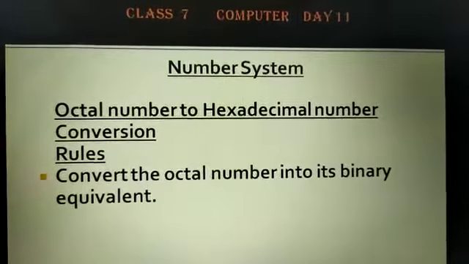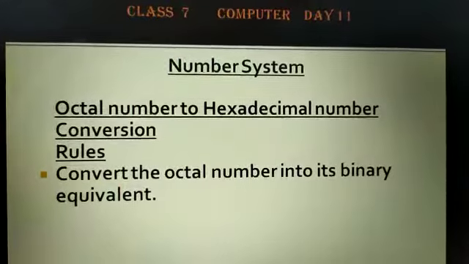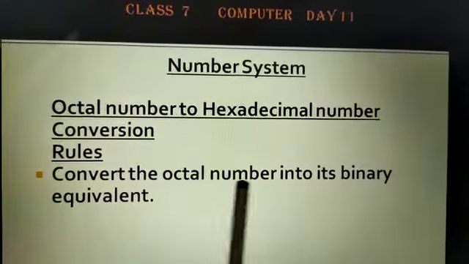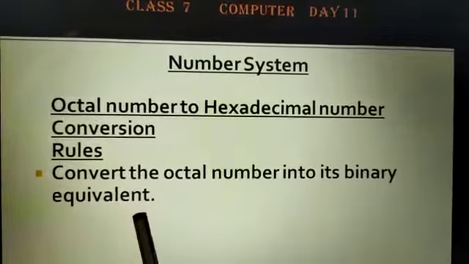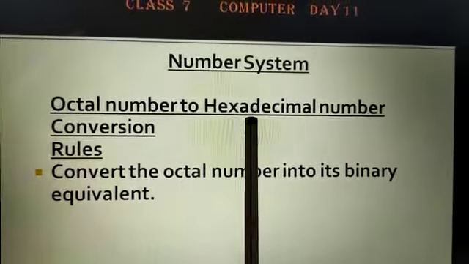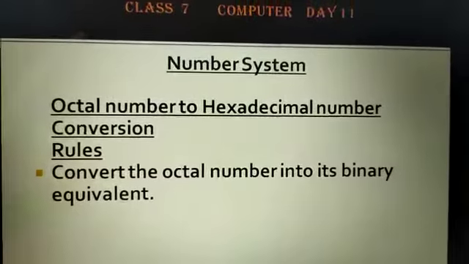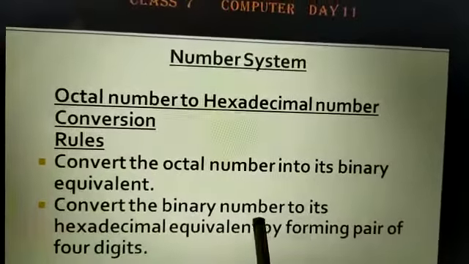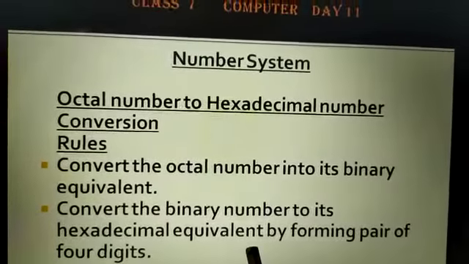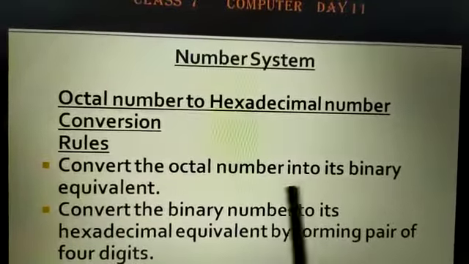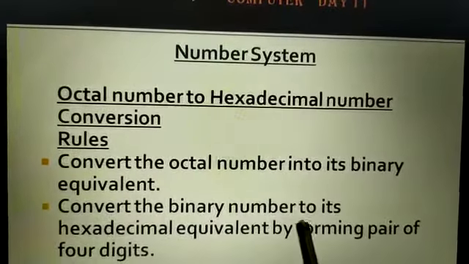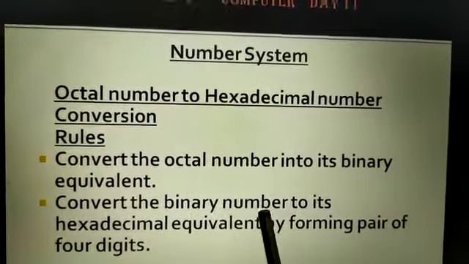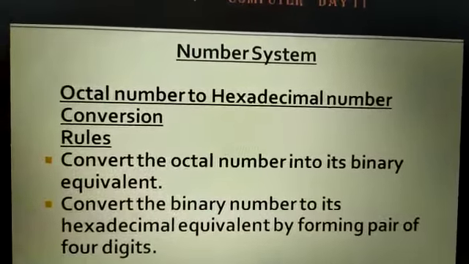For the conversion, first we have to convert the octal number into its binary equivalent. Whatever given octal number is there, it has to be converted into binary equivalent. We cannot directly convert octal to hexadecimal. First octal to binary conversion has to be done, then convert the binary number to its hexadecimal equivalent. The conversion is octal to binary and then binary to hexadecimal, and here also we have to form pairs of 4 digits when we are grouping.